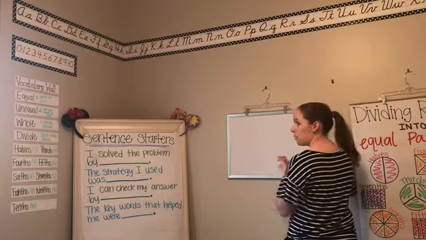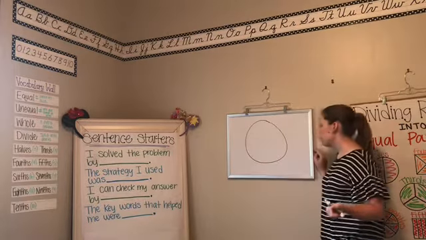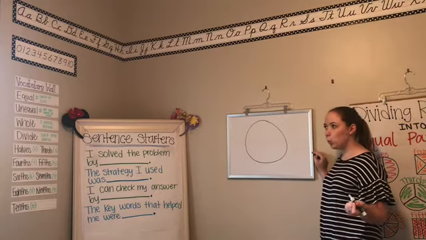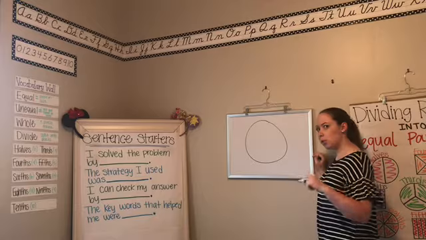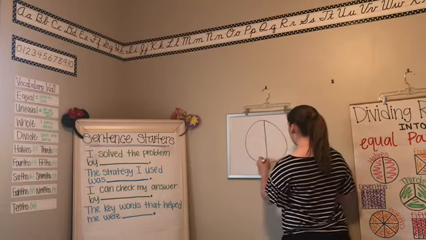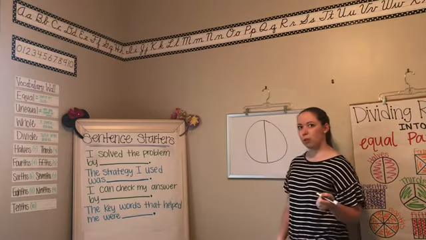All right, this time I'm going to draw a circle. Okay, and I'm going to divide it into sixths. I'm going to demonstrate what I talked about earlier. Okay, so I divide my circle in half, right? We have 2 equal parts. So far, so good.